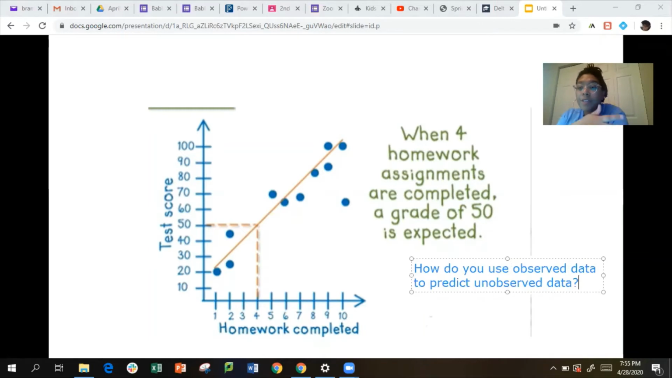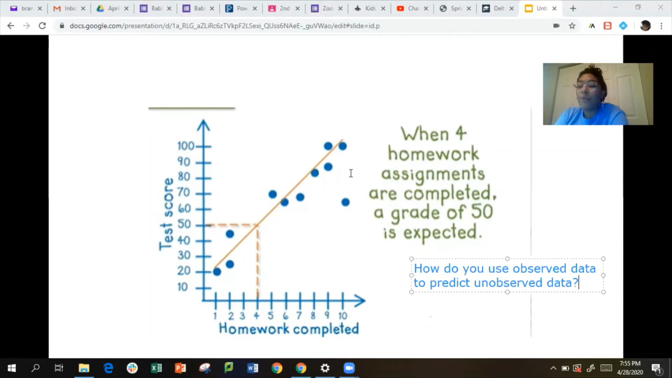So the observed data in this situation are the plotted points. We've already observed what that data is, and we observed it by probably plotting the points ourselves from a table or by just getting a graph and it's already plotted for us. And we just kind of look at it and really think about what the variables mean and what are the corresponding numbers with those variables. So for this, the x-axis is homework completed. So we have observed that data.